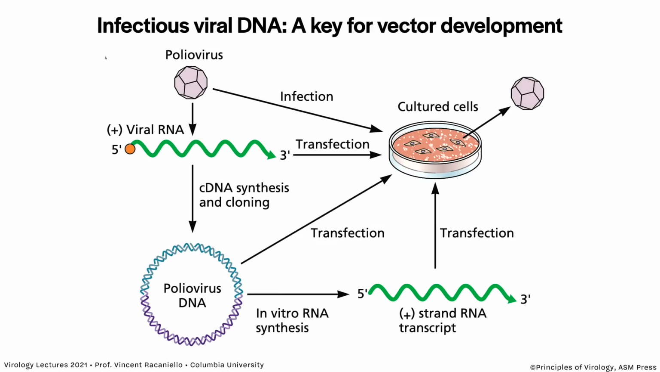The key for vector development is infectious viral DNA, the ability to take, for any virus, a DNA copy of the genome, whether it's RNA or DNA, make a DNA copy in a plasmid, and then you can modify that DNA copy, introduce it into cells, and out comes virus. First shown for animal viruses. For poliovirus, this is the work that I did as a postdoctoral fellow in 1981.